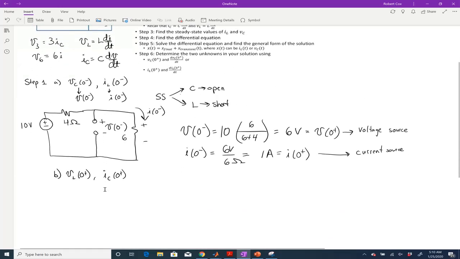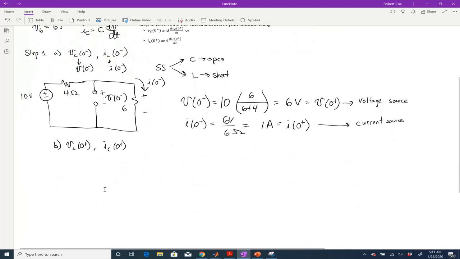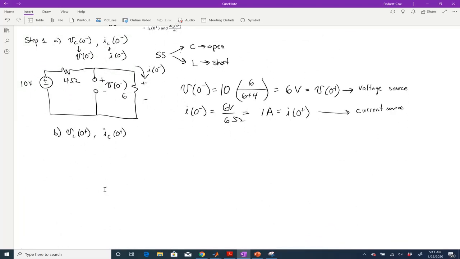So let's do that. Right after the switch opens, all I have is these two branches over here, basically with this branch with the 10 volt source completely gone. Then basically what I can do is redraw the circuit. And when I redraw it, the capacitor in this case is a voltage source that is 6 volts, which is what I found for V of 0 minus. And I defined I sub C to be going that way.